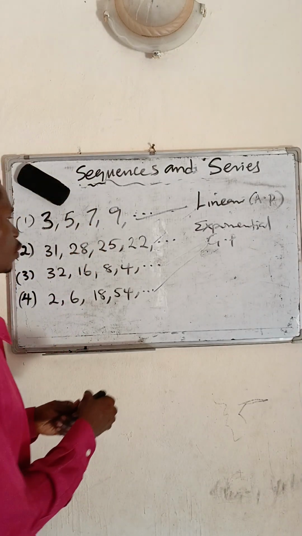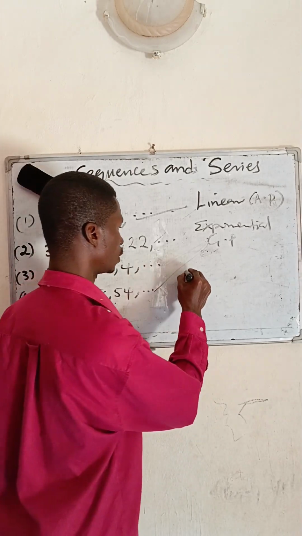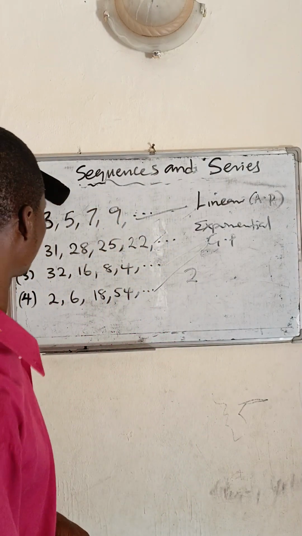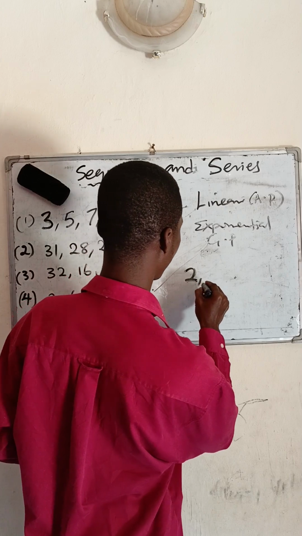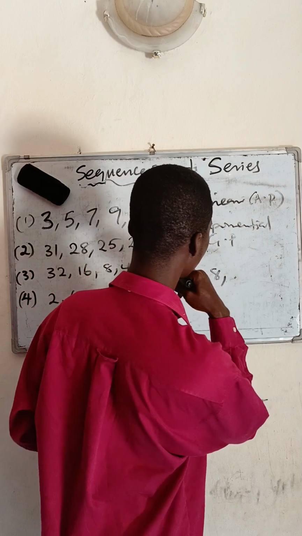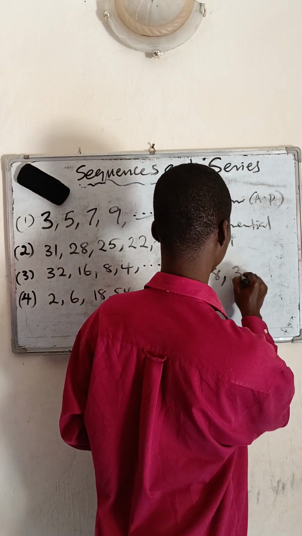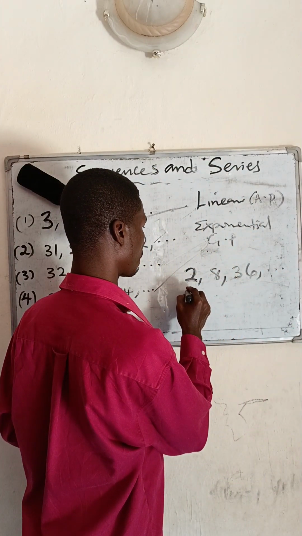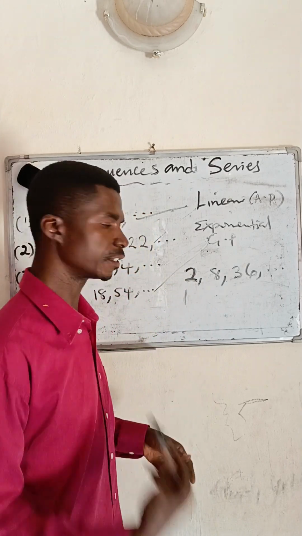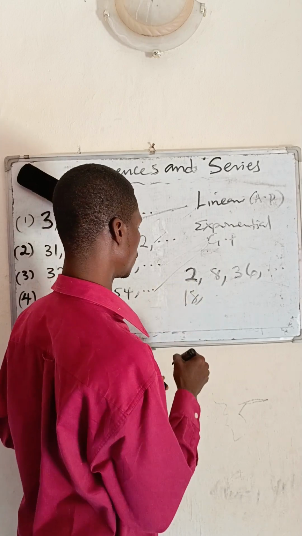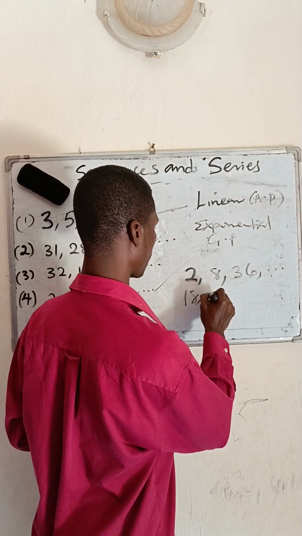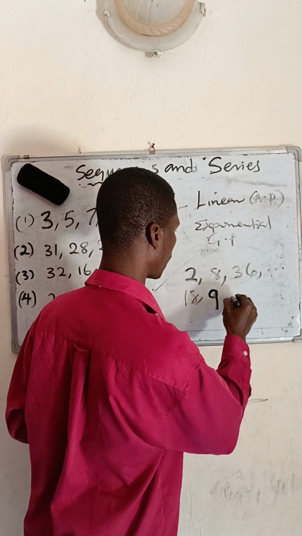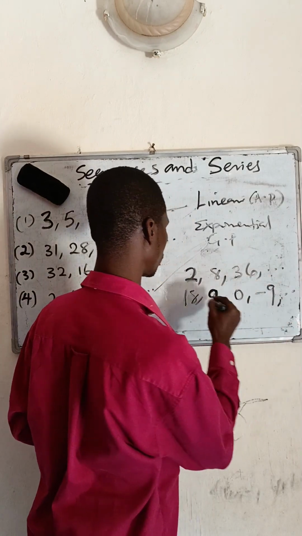Now, if this is understood, I would like you to identify for me whether this is linear or exponential. Number 1: 2, 8, 36, and so on. Number 2: 18, 9, 0, minus 9, and so on.